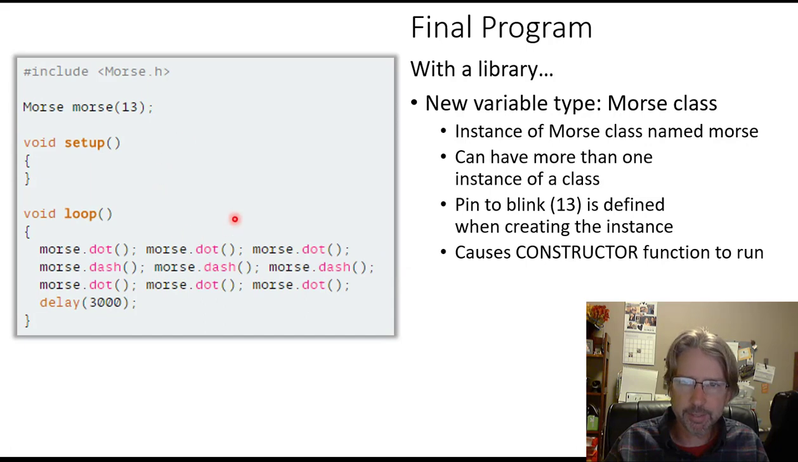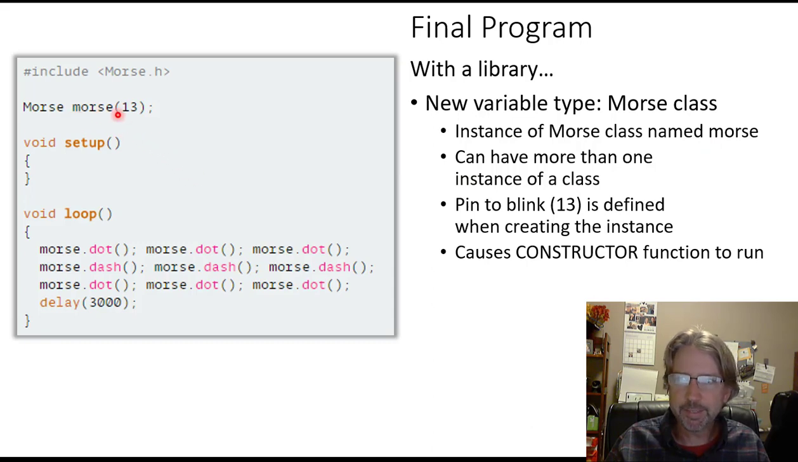So just looking at this, it's the same program. We're looking at it again. Inside the library, we have this new variable type. So we have Morse with a capital M is a type. It's the class. So instead of int or float, we have a Morse variable. And it's a little unfortunate that it's named Morse with a lowercase m, although that's very common just because the class is capitalized and then the instance of the class is not capitalized, but it makes it hard to talk about. So we have an instance of the capital M Morse class named lowercase m Morse.